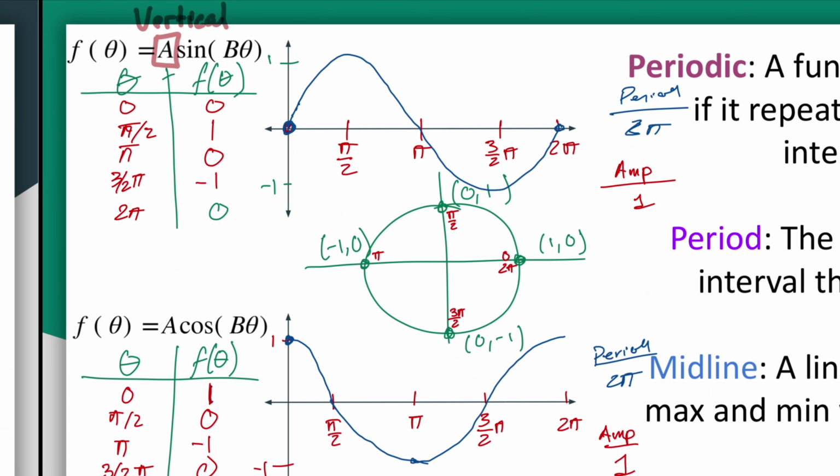Now the b value is something very different. The b value is going to tell us our period, and it's also, in fact, let's do this in green so we can tell these apart. It's also going to do our horizontal shift. Oh, those are just poor choices right there.